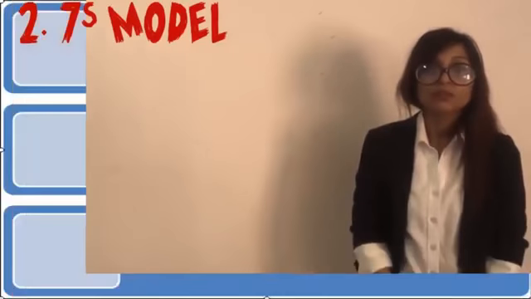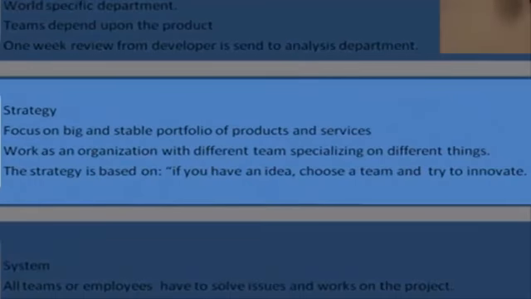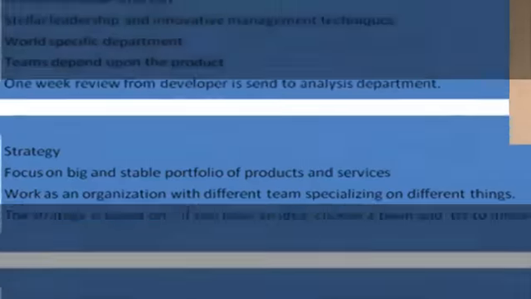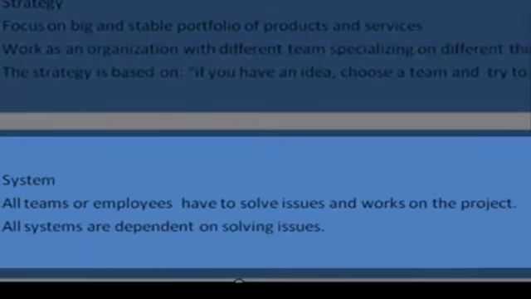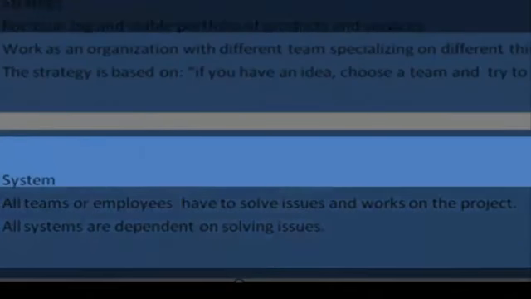Now let us discuss the 7S model for Google. First, let us discuss the hard elements of the 7S model. Strategy. Google believes in teamwork and giving freedom for innovation to flourish by assigning teams to try new ideas. They focus on a big and stable portfolio of services and products. Structure. Google has a cross-functional structure. System. Here in Google, all the system is dependent on the issues to be solved.